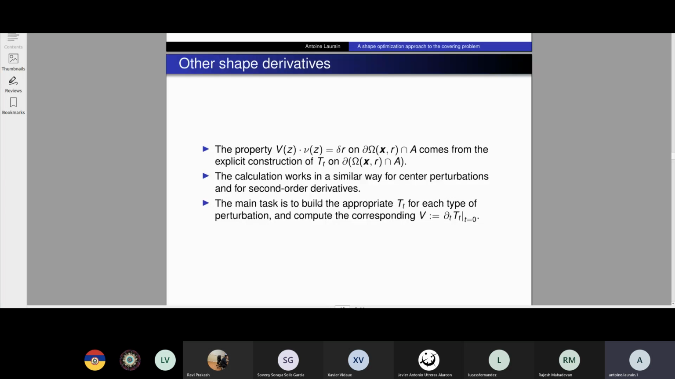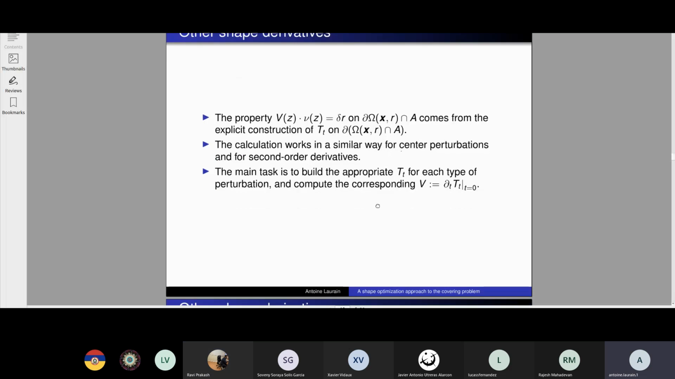So basically, the main task to compute each of these derivatives is to build the appropriate transformation capital T for each type of perturbation. But basically, you can gather many cases together, and you only need to build two types of perturbation capital T to compute the second derivative. Okay, basically just perturbation of the centers and perturbation of the radius, and you can compute all the derivatives.